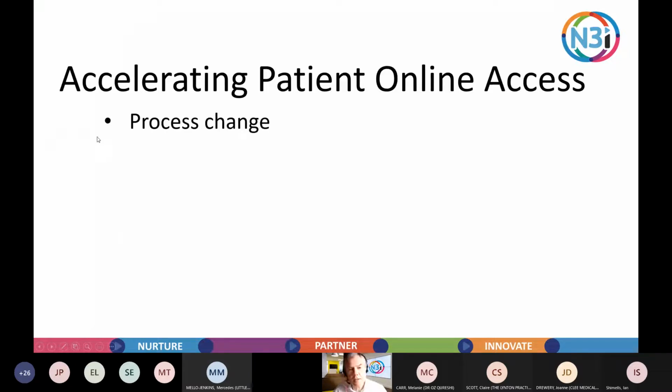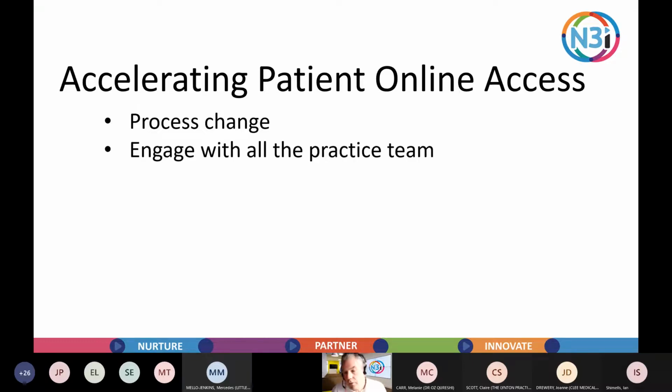So the biggest thing I think you need to be considering now at practice level is that change to processes. You clearly do need to be thinking about how you enter data into a patient record, and is it appropriate for it to be visible straight away? That is going to require engaging with everybody in the practice. Everybody who enters data into the record is going to need to be aware of this change, that it's visible to the patient almost immediately.